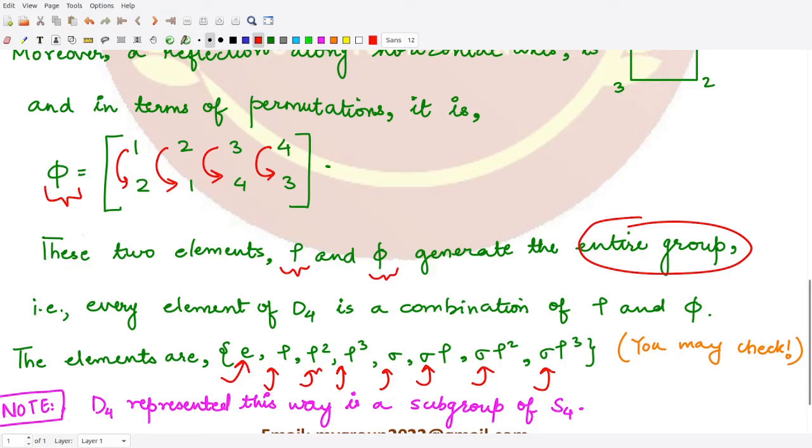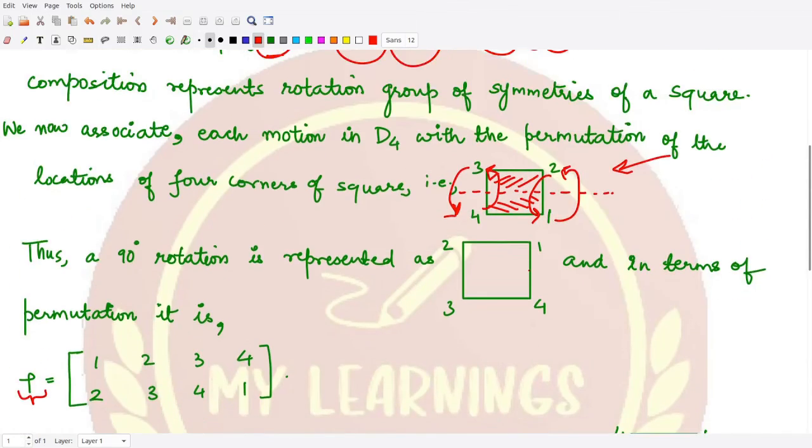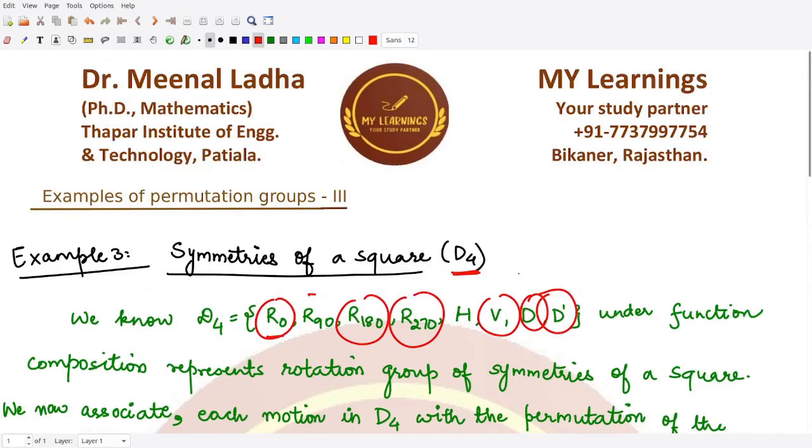So here D4 represents a subgroup of the group S4, right? So this is D4 and this is a subgroup of the group S4. I hope you understood this example well.